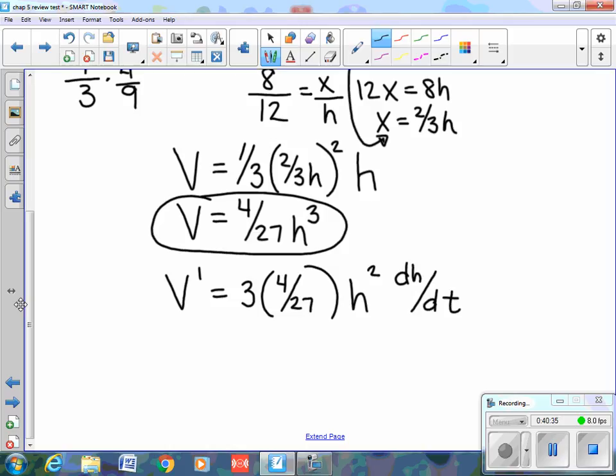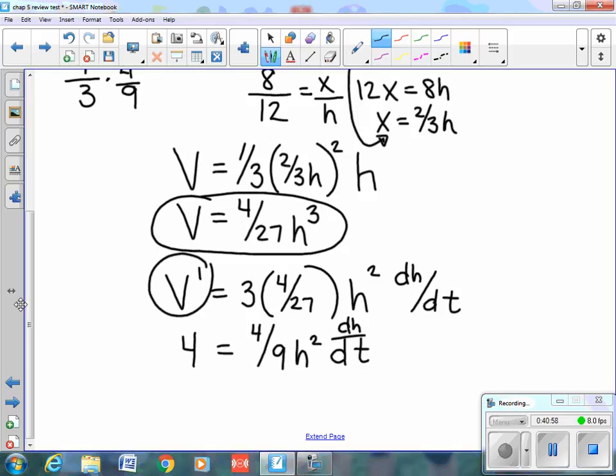They're going to give me information, and it tells me that my volume is changing at 4 cubic feet per minute. This ends up being 4/9 h squared dh dt. Okay, now comes this part. I'm trying to find the change in height, the change of the depth. So I'm trying to find this. I need to substitute something in here.